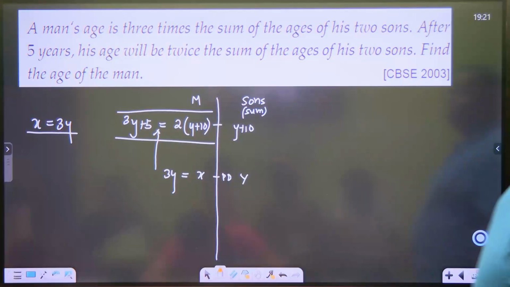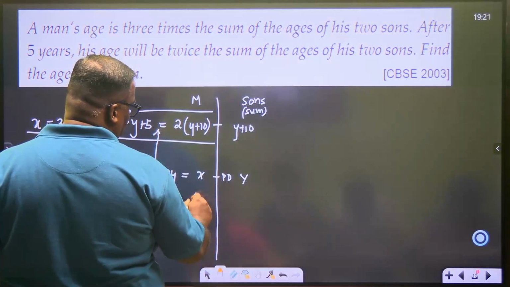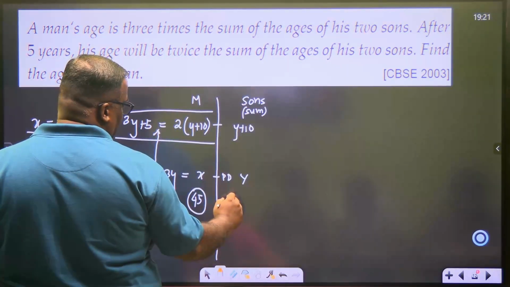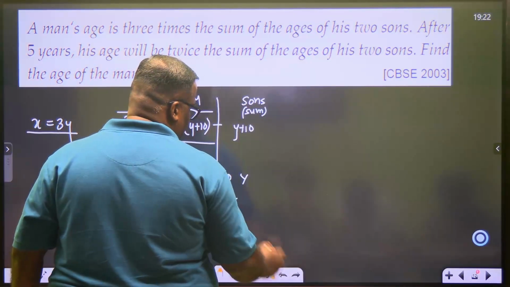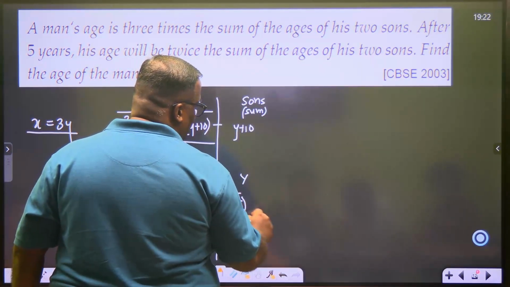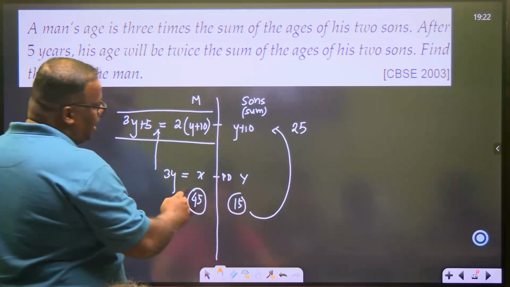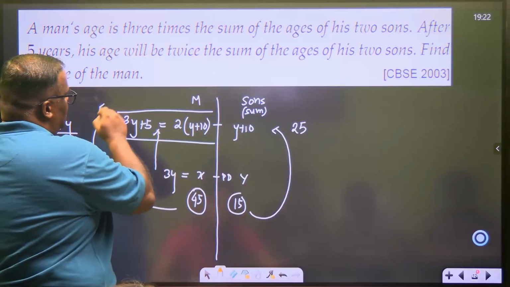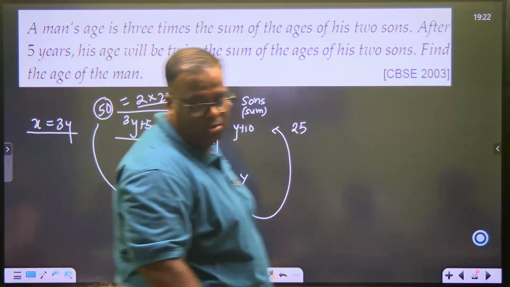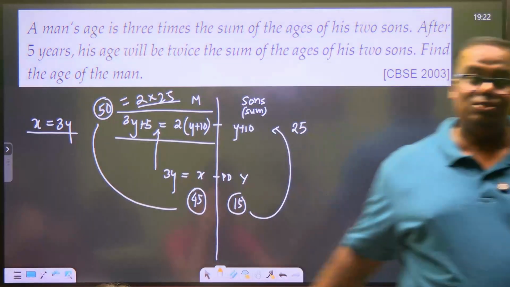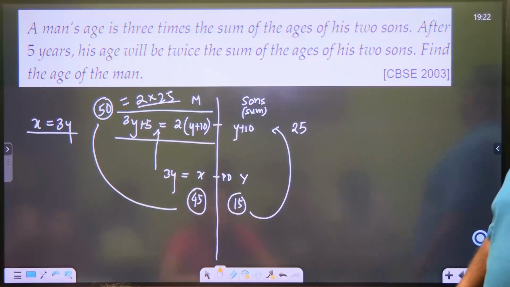The man's age is 45. The sum is 15. So let us add 10 with 15. It becomes 25. And the man exactly 5 years from now should be 50, which is nothing but 2 times 25. Your problem is absolutely correct. So that 5 years addition should not be done. There are 2 sons who are aging, so it should be 10 years.